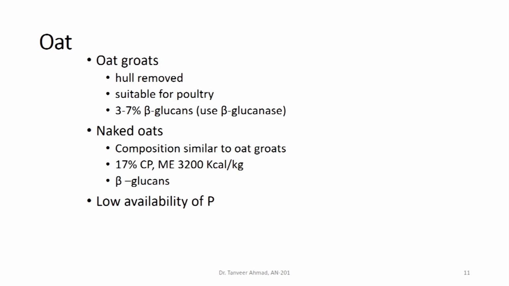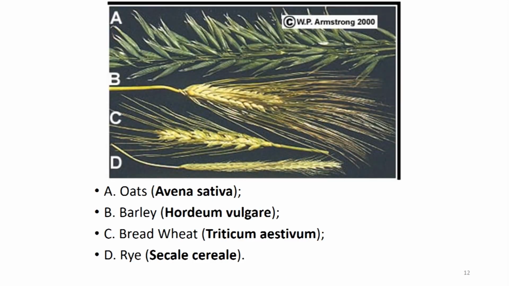So here are the spikes. You can see the difference between oat, barley, wheat, and rye. The first one, A, is the oat. Here you can see that it's a long grain with a slender appearance, whereas the barley has a small seed, but it is thick. And when we compare it with the bread wheat, that has a little bit longer and very slightly thick grain, whereas in case of rye, the stalk and spike are similar, but they have a very small size grain.